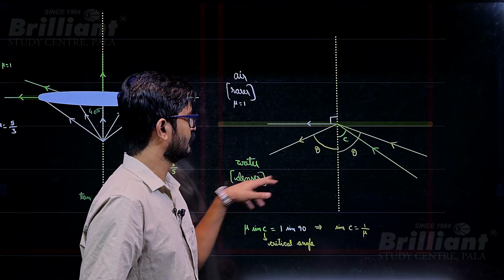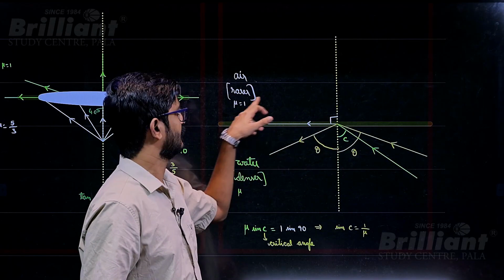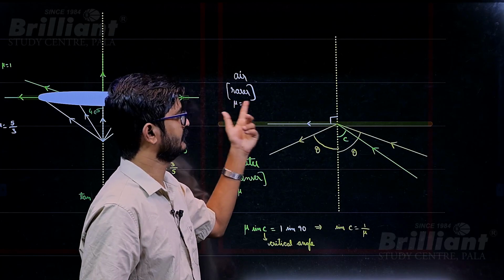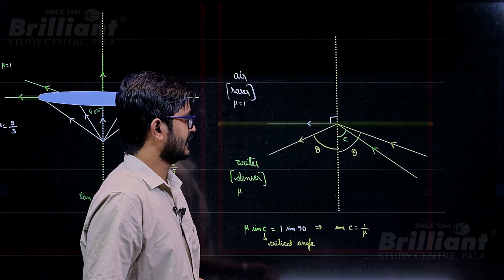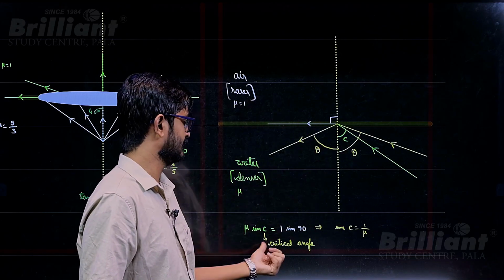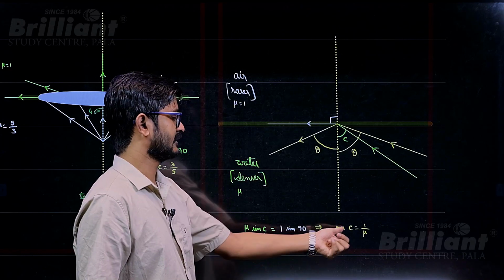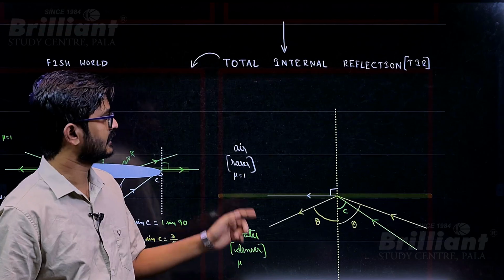So mu sin C equals 1 sin 90, or if this has some refractive index, we would have taken mu sin 90. That's how we will be getting the critical angle. So mu sin C equals 1 sin 90. That C is called the critical angle. So sin C is 1 by mu here, right? That is called total internal reflection.